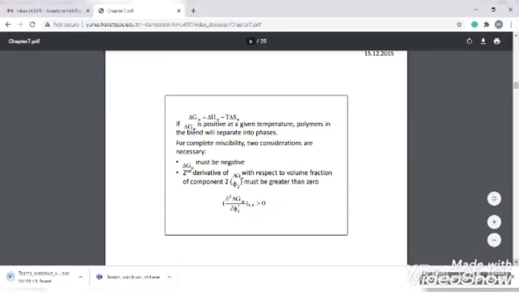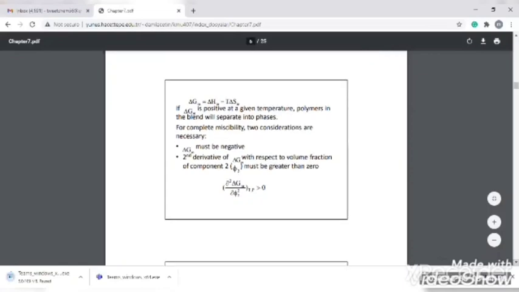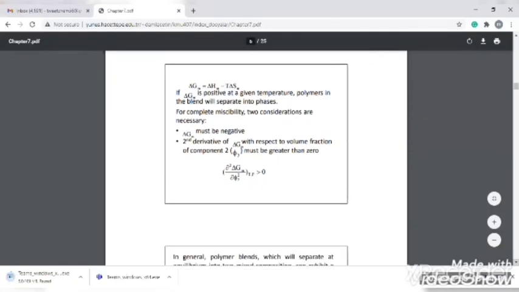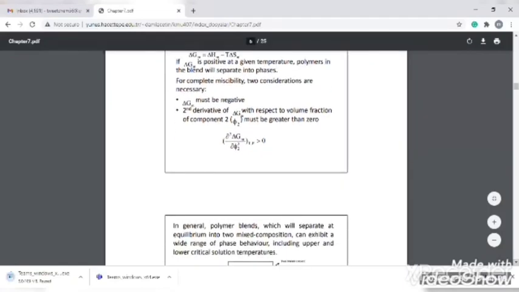If the Gibbs free energy Gm is positive at the given temperature, the polymer blend will separate into phases. For complete miscibility, two conditions are necessary. Delta Gm must be negative, and the second derivative of delta Gm with respect to the volume fraction of the component must be greater than 0.